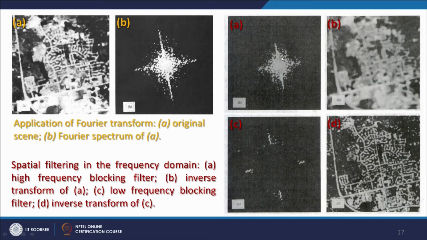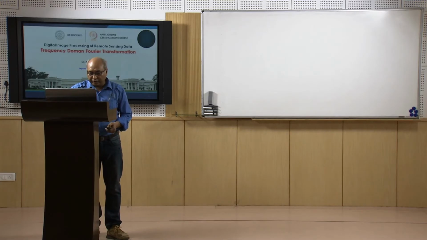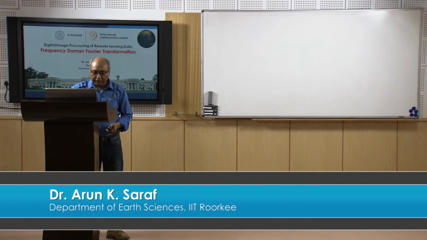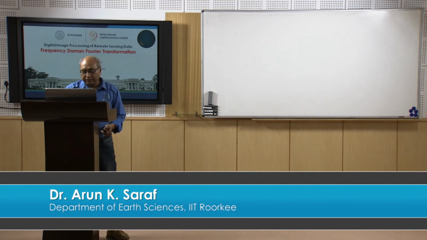The low frequency features in the center have been removed, and only high frequency features, which are away from the center, have been kept, and therefore in the resultant image you are seeing this kind of high frequency feature. So this is spatial filtering in the frequency domain: A, a low frequency passing, high frequency blocking filter and the inverse transform image, and B, a low frequency blocking filter and inverse transformation there.